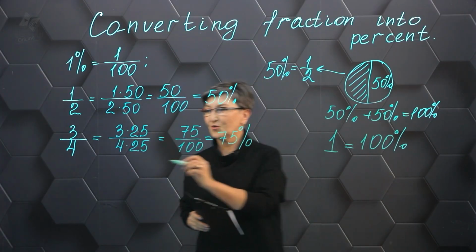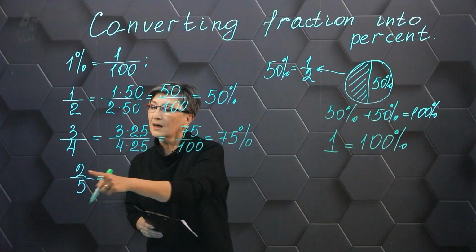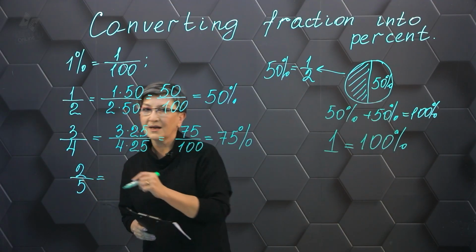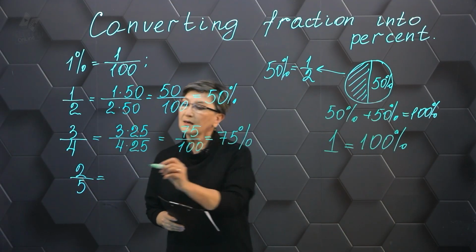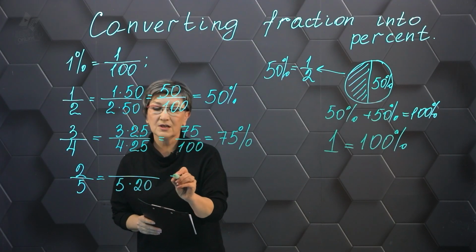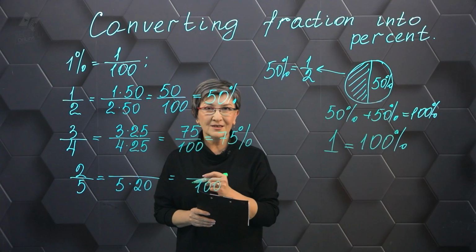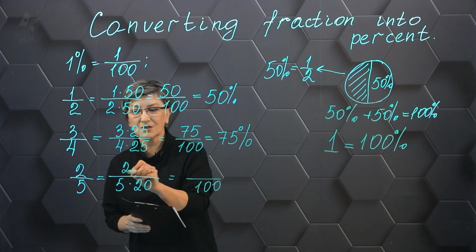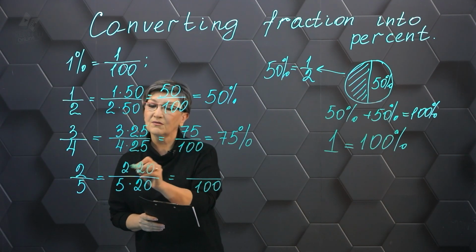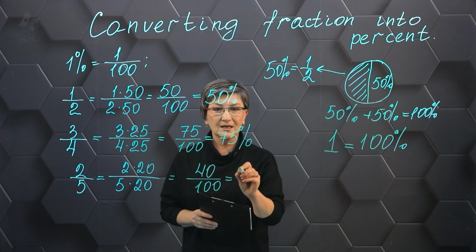Let's look at another example: 2/5. We pay attention to the denominator, that's 5. We can multiply 5 by 20, and the result is 100. But if we multiply the denominator by 20, then we must also multiply the numerator by 20. 2 times 20 is 40. 40/100ths, that's 40%.